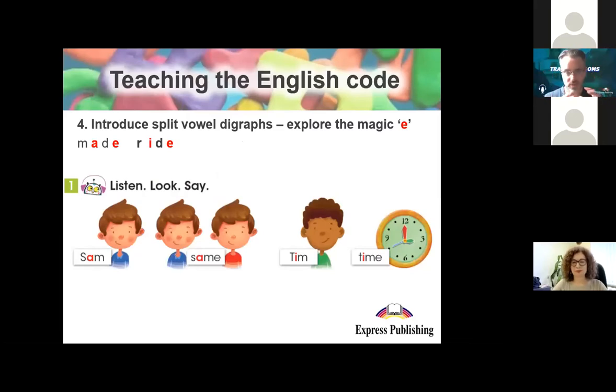I just want to show you the kind of progression that we think is important. The magic E, known linguistically as the split digraph. The E alters the sound of the A, but the E itself isn't sounded, but there is a consonant in the middle, as you well know, so short A becomes long A, etc.